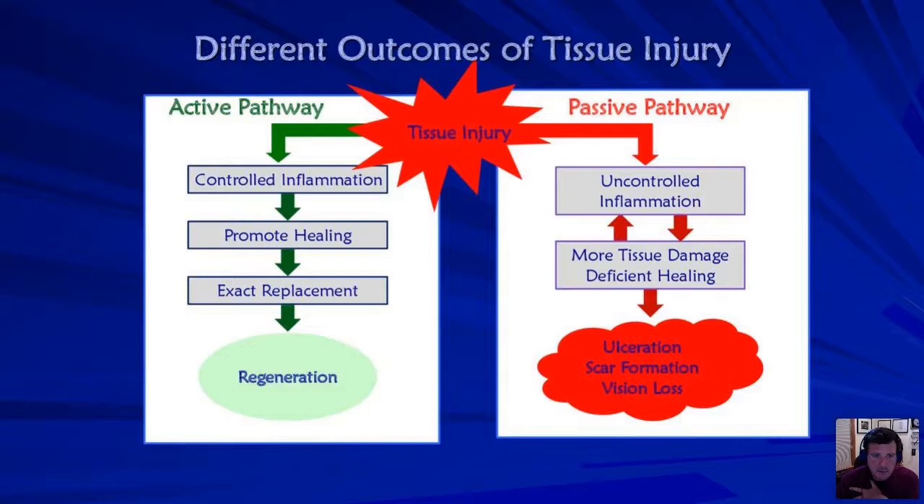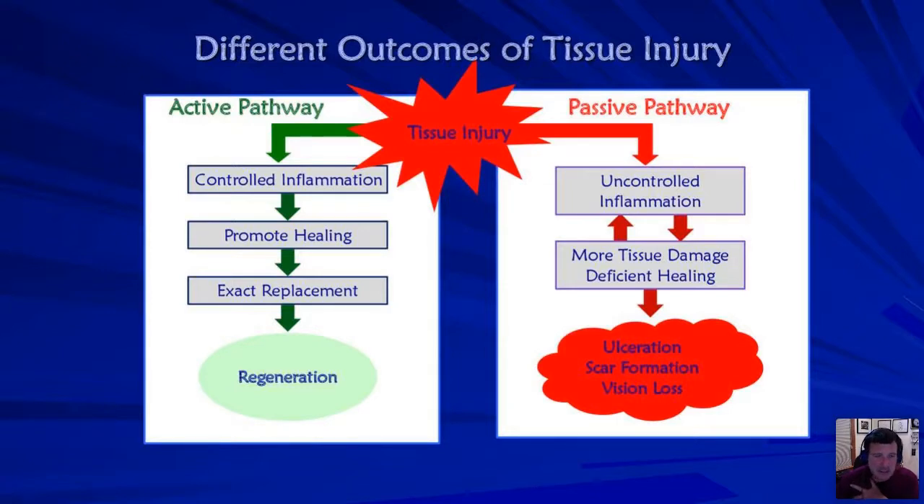And what we want to do is on this left side here, you see we want to control the inflammation. We want to promote healing, but we want to get exact placement of the tissue. And we're really good at doing passive healing, where we have somewhat controlled or uncontrolled inflammation, but maybe using steroids, and that can lead to more tissue damage. And then we can have ulceration and scar formation.